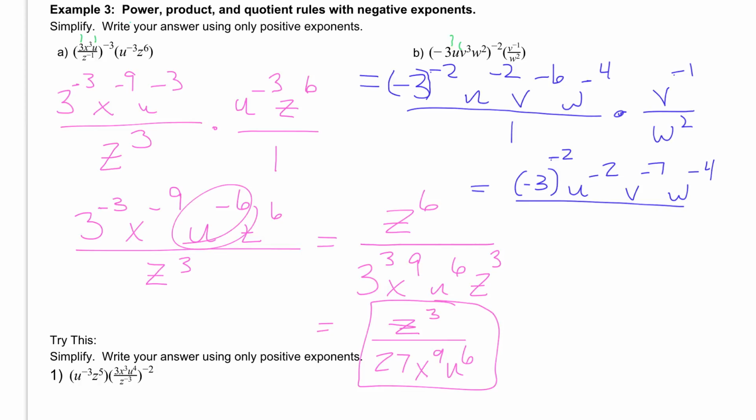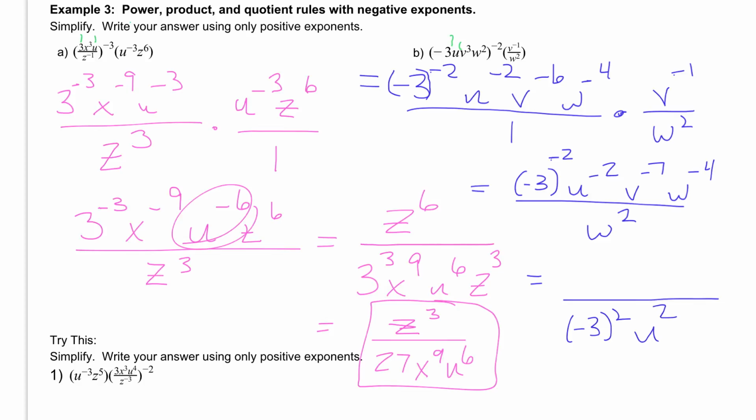Taking a look at the bottom, we have a w to the second times 1. So we just are going to use that w to the second. Then we need to go ahead and get our exponents positive. So we have a negative 3 to the negative 2 that we need to bring to the bottom. So this will become a negative 3 to the second. We have our u to the negative 2, which is going to come to the bottom and make it u to the second.